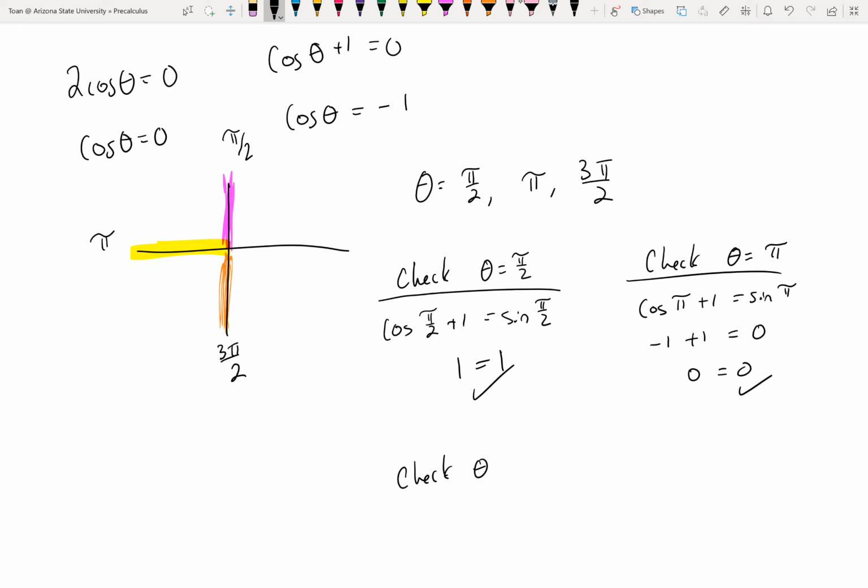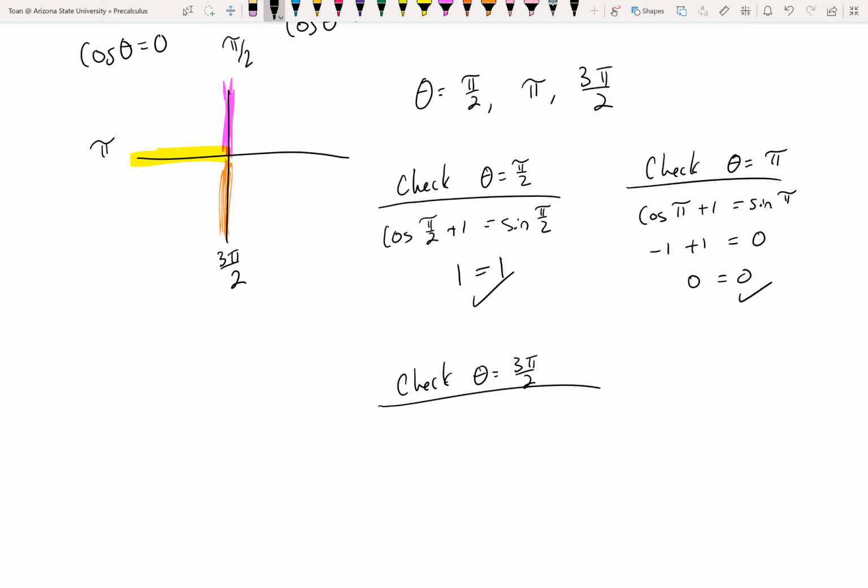Let's check theta equals 3 pi halves. So you get cosine of 3 pi halves plus 1 equals sine of 3 pi halves. That is... oh no, cosine of 3 pi halves is 0, excuse me. Sine of 3 pi halves is -1. You get 1 equals -1, which is not a true statement. So you actually have to throw this guy out.